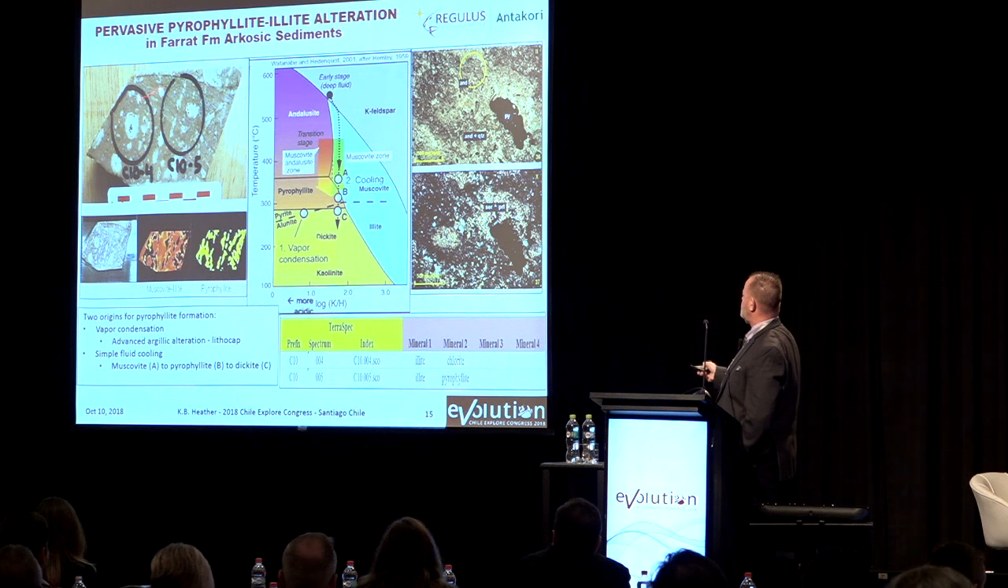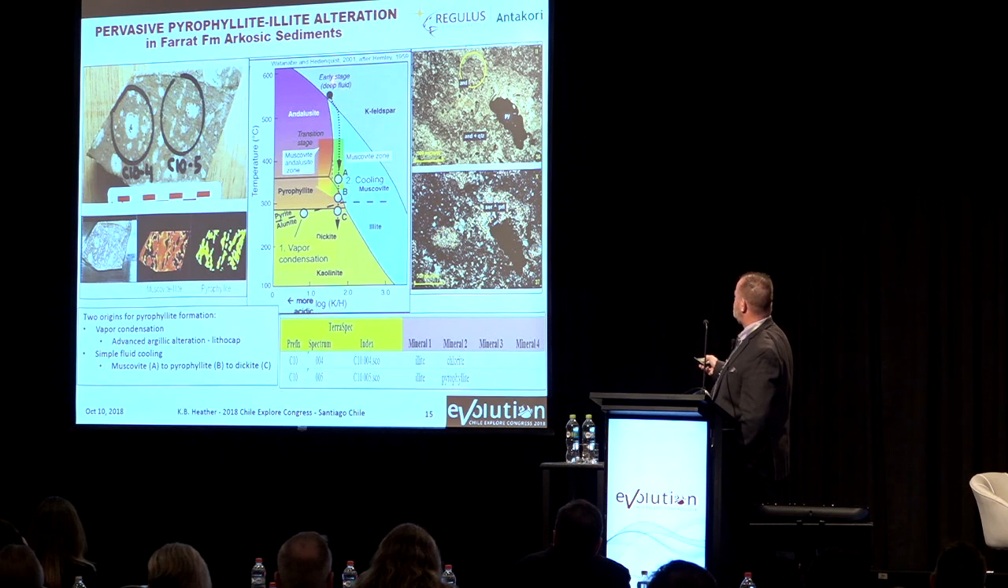But where we're seeing this style of alteration is down deep, in some cases at 600 to 1,000 meters depth, and it's clearly got a different association. And this can be explained by just simple fluid cooling. I'm glad I'm not the first guy to show this phase diagram. Thanks, Klaus, for showing that diagram this morning.